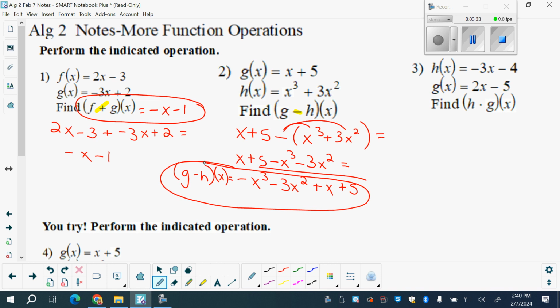Okay, what operation on number 3? So Nick, you just said multiplication. How do we know it's multiplication? You're right. That's right. So what's right here in between that h and the g, that tells you the operation that you're using. So it's multiplication here. So we're taking the negative 3x minus 4, and we are multiplying it by the 2x minus 5.